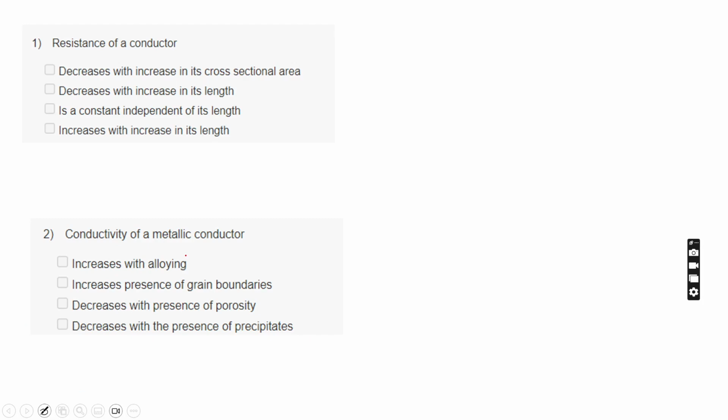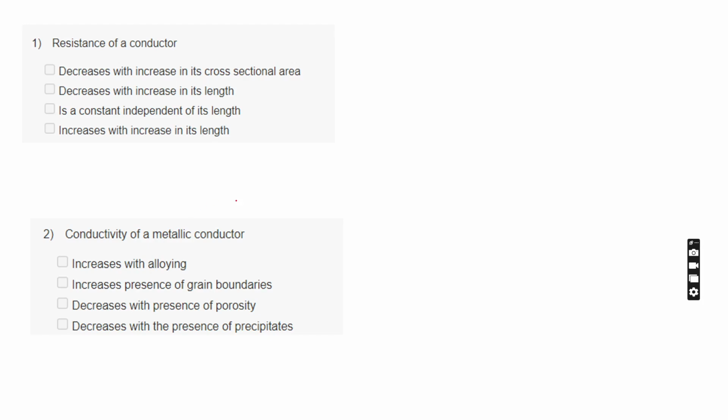Now we'll go to these problems. They are theory problems. So first question, resistance of a conductor. The options given are: decreases with increasing cross-sectional area, decreases with increasing length, is a constant independent of length, and increases with increasing temperature.